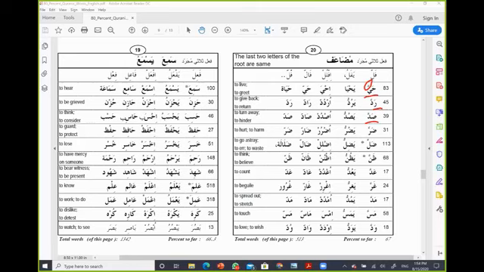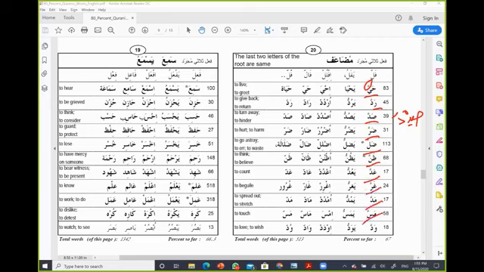Sadda. In other words, it's basically that letter with a sukoon, sadda. Just say it together, sadda. And darra, darra. Dalla, dalla. Dhanna, dhanna. Adda, adda. Gharra, madda, massa, wadda.